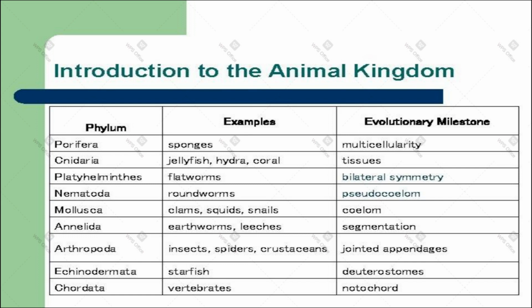Chordata is a much bigger phylum, and Chordata has several distinct classes. One of the classes is Mammalia, in which we humans also belong, and the examples are the vertebrates. So basically the invertebrate phyla are Porifera, Cnidaria, Platyhelminthes, Nematoda, Mollusca, Annelida, Arthropoda, Echinoderms, and also Hemichordata. We will look at the details in the next videos, but these are the major invertebrate phyla, and along with that the vertebrate phylum is the Chordata.